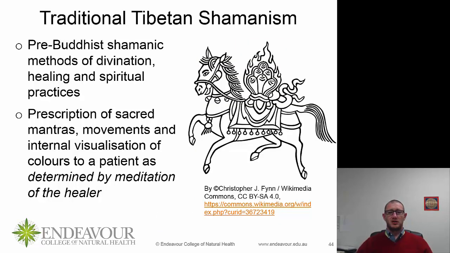So traditional Tibetan shamanism, as I mentioned before, is known as the Bon tradition. It's a pre-Buddhist shamanic tradition, and it incorporates methods of divination, of healing, and other spiritual practices. So prescription of sacred mantras, special movements, internal visualization of colours were given to a patient as determined by or in meditation undertaken by the healer.